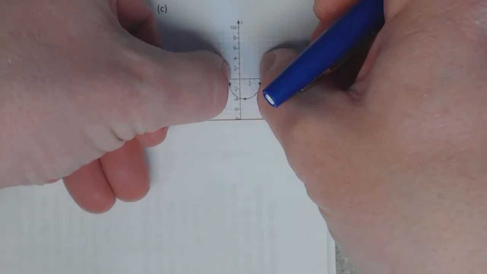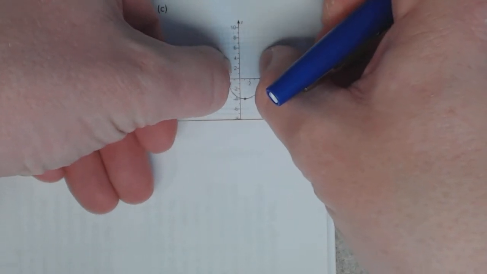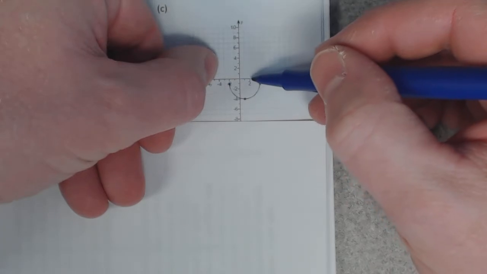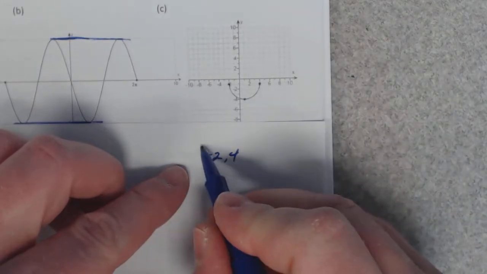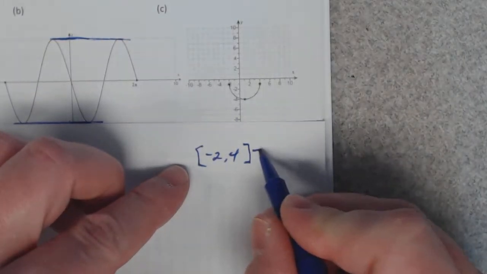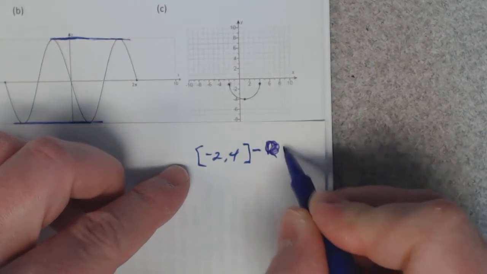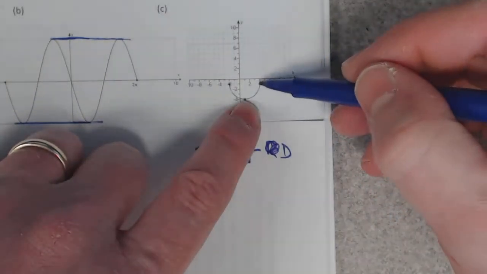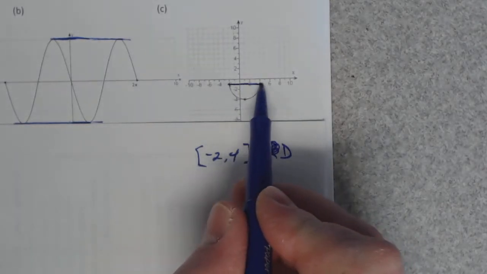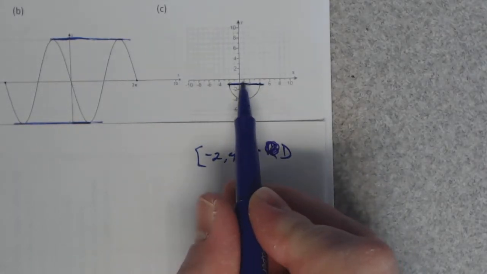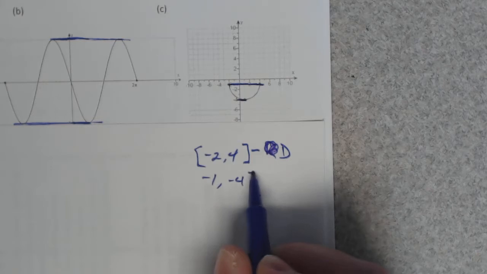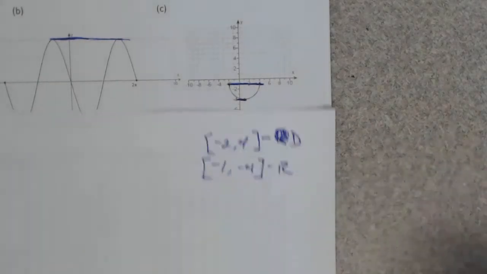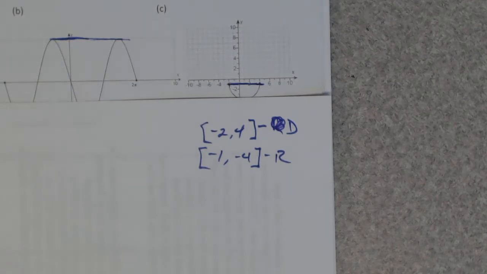And part C. How wide is it for the domain? Looks like it goes from -2 to 4. And since those are closed dots, we're going to include them. That's the domain. And then how tall is it? It looks like it starts over here at -1, and then it goes all the way to -4. And we'll use square brackets again. So there's your domain and range of a graph.